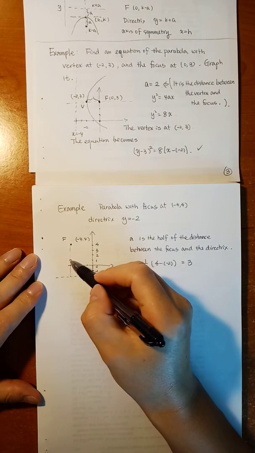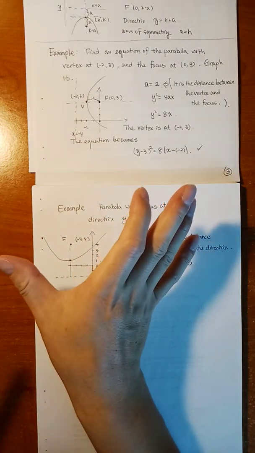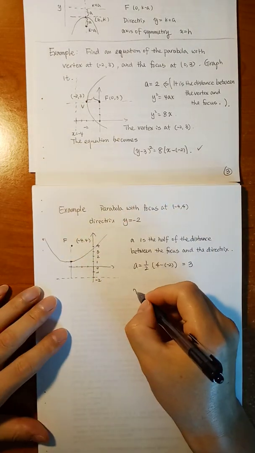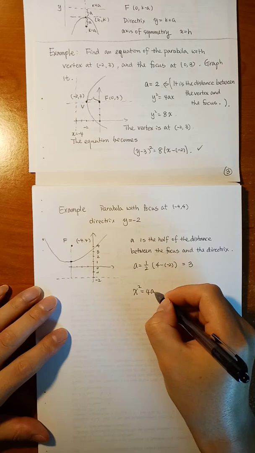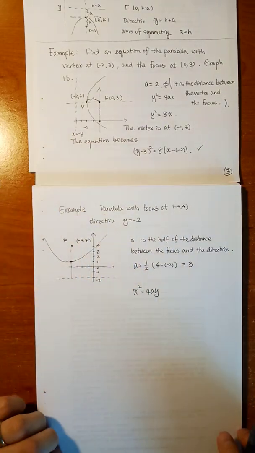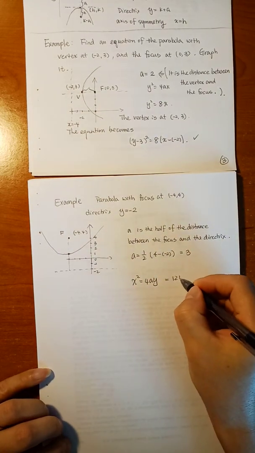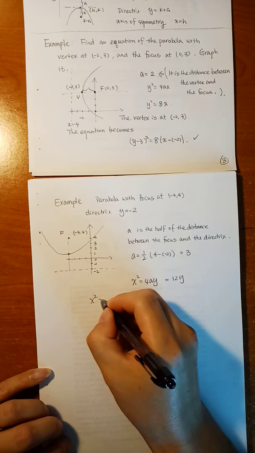And then you will see that it's like this. The opening is to the positive y, so 4ay. Opening to the positive y, 4ay. And A is 3, so it's 12y. X squared is 12y.